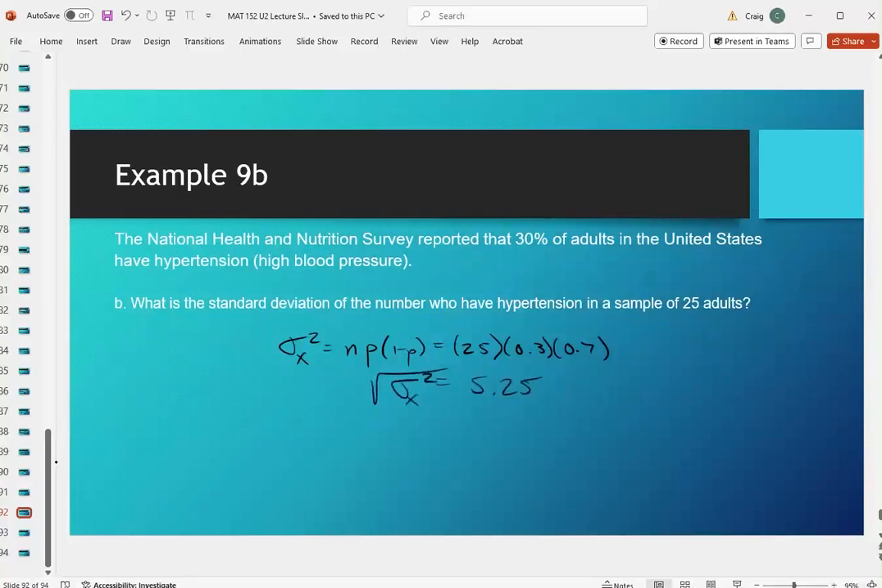And then we take the square root to get the standard deviation. Square root of 5.25, 2.2913. Well, let's call it 2.29.